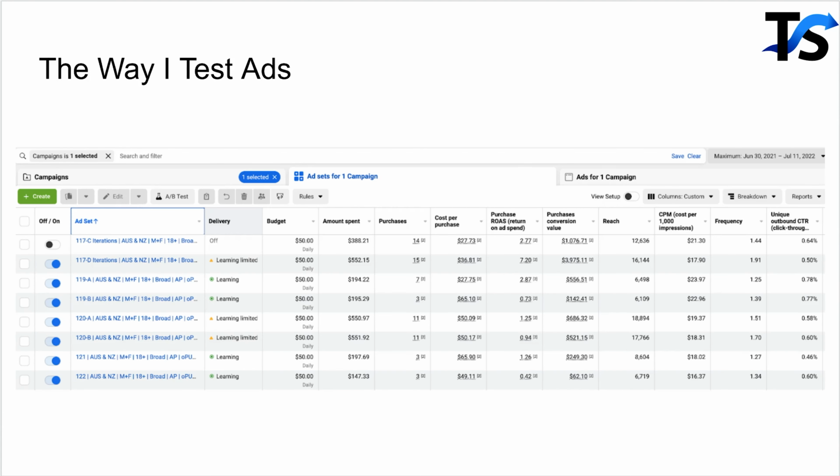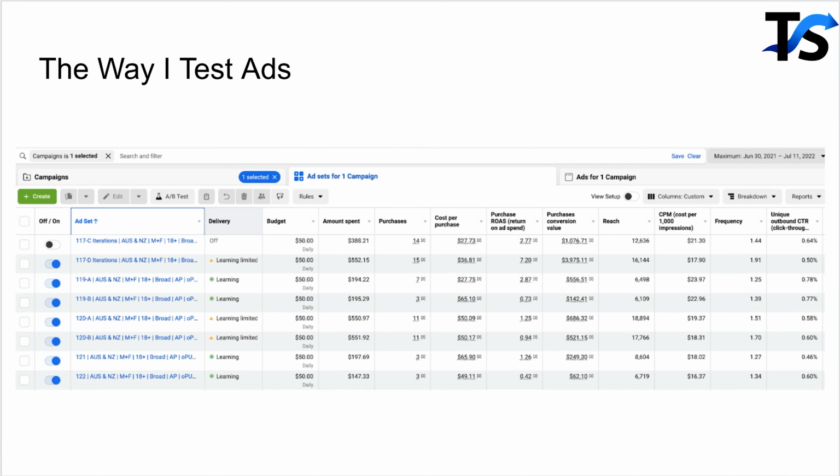So if we go back to the way I test ads, in this particular way it's a dedicated creative testing campaign, or just testing campaign. I like to call it that because we test more than just creative, like I said. So I'm just calling it testing campaign, dedicated testing campaign. Each ad set has a daily budget where we control the budget. So that way we can tell Facebook, hey, you can only spend $50 on this new concept.